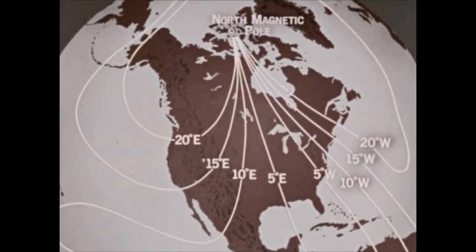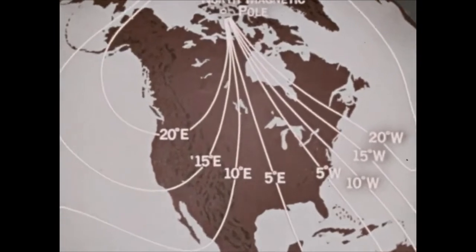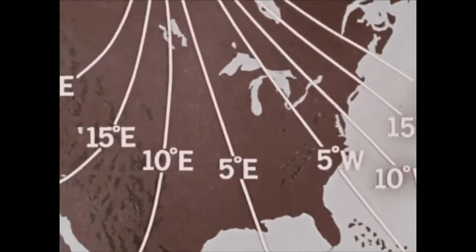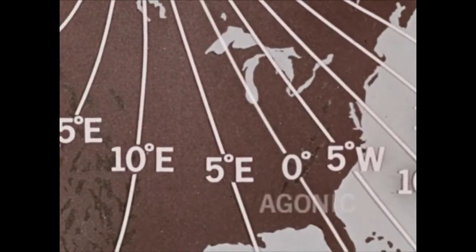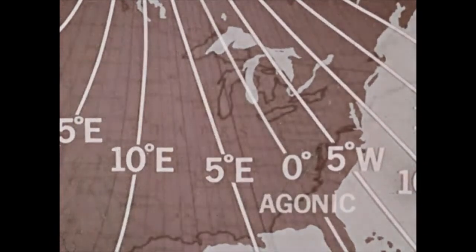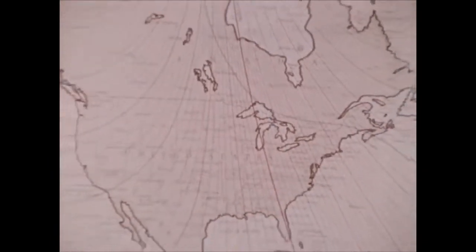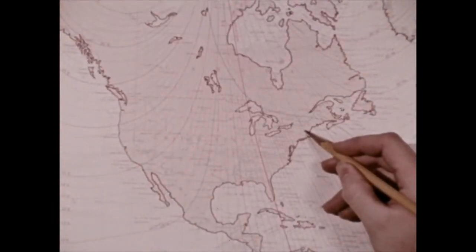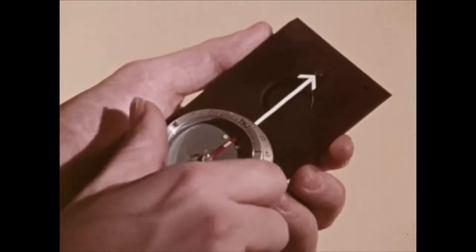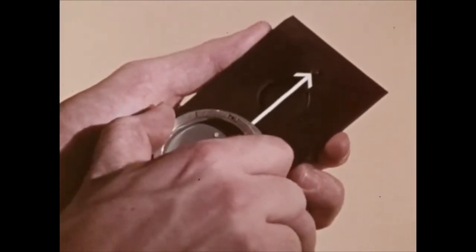These are some of the isogonic lines that connect points of equal declination in North America. This line connects points of 0 declination. It's called an agonic line. Maps showing lines of declination are called isogonic maps. Readings on the map show how many degrees a compass has to be corrected to point toward true north.